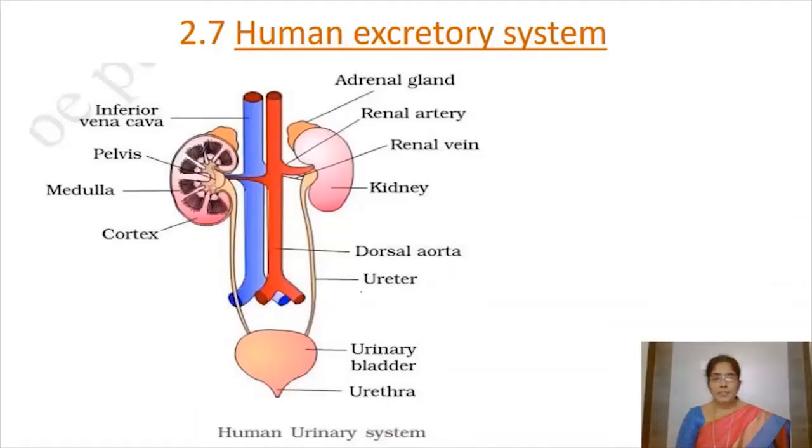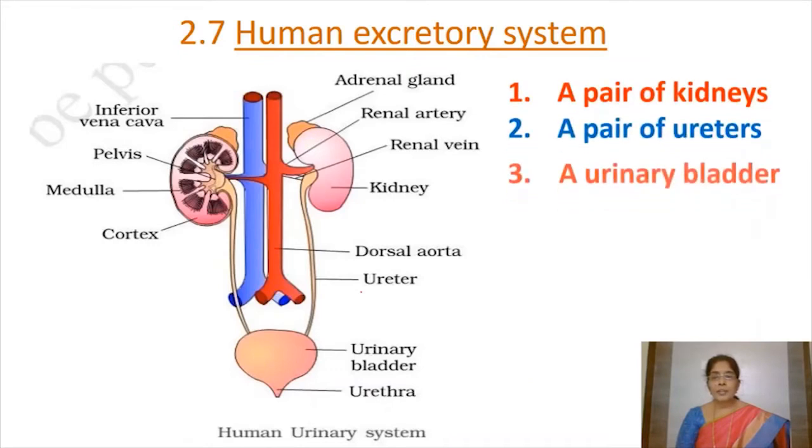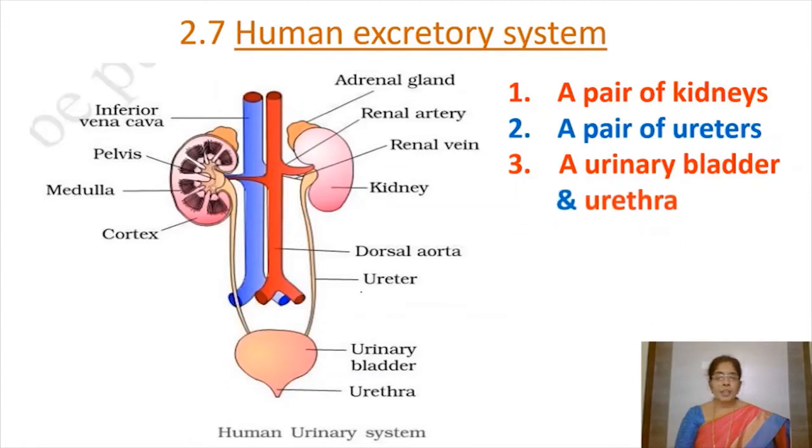Welcome back to the third video of the chapter Excretory Products and their Elimination. In our earlier class, we started the topic Human Excretory System and discussed the detailed structure of kidneys, both external structure and internal structure. Today, we are going to learn the next parts of the excretory system: ureters, urinary bladder, structure of nephron, and different types of nephrons present in our kidneys. The different parts of the human excretory system are kidneys, ureters, urinary bladder, and urethra.